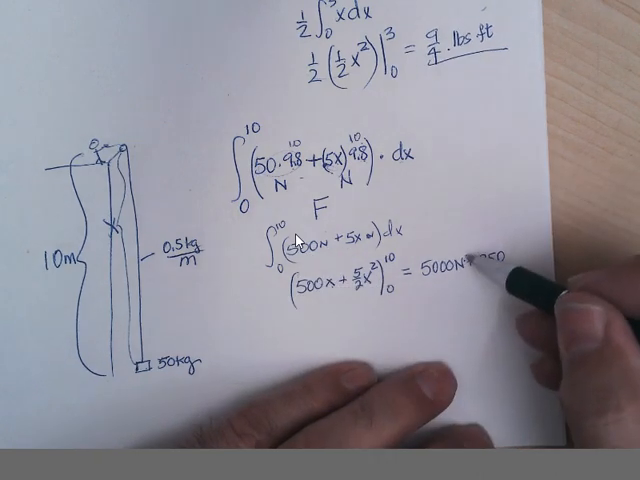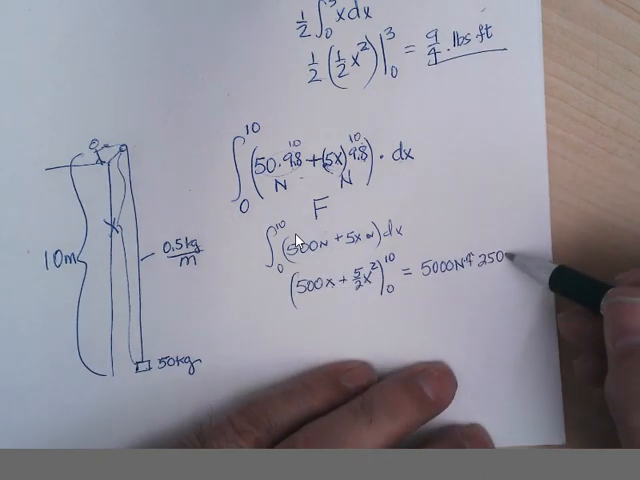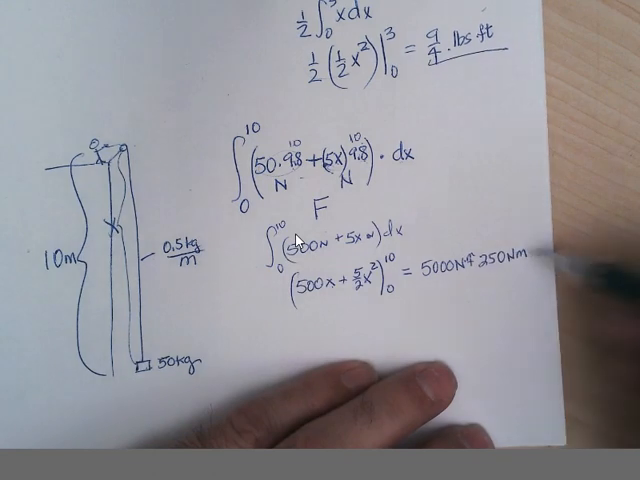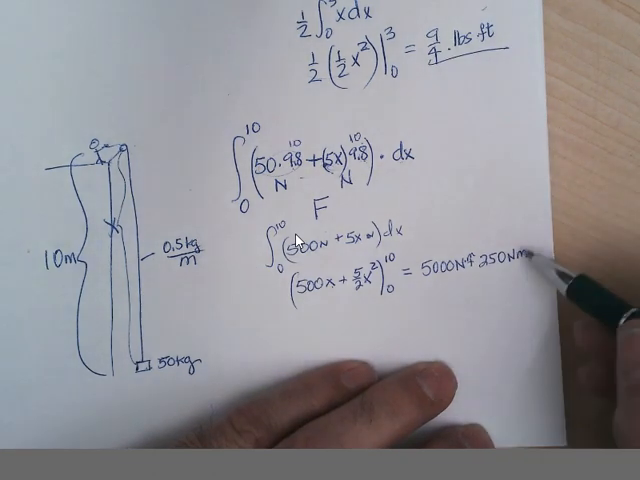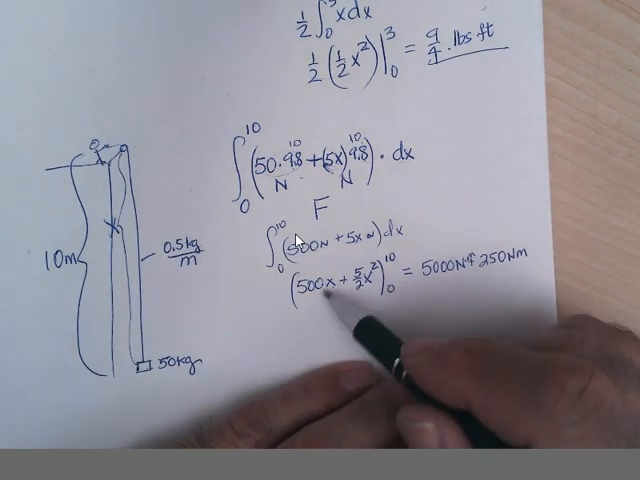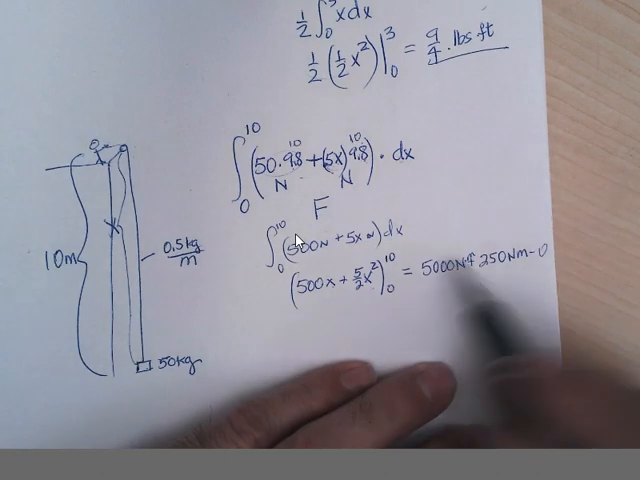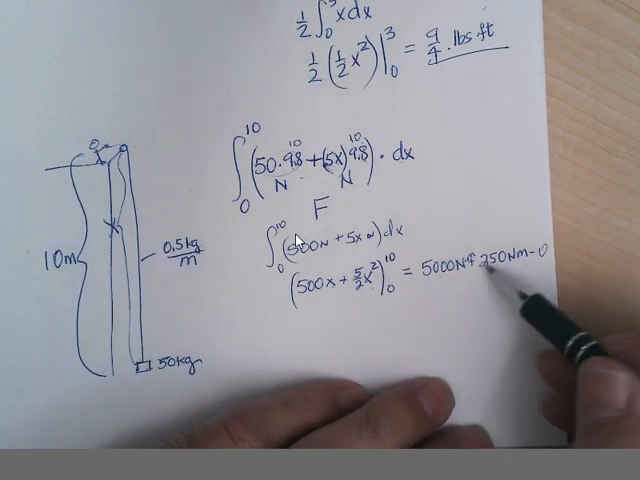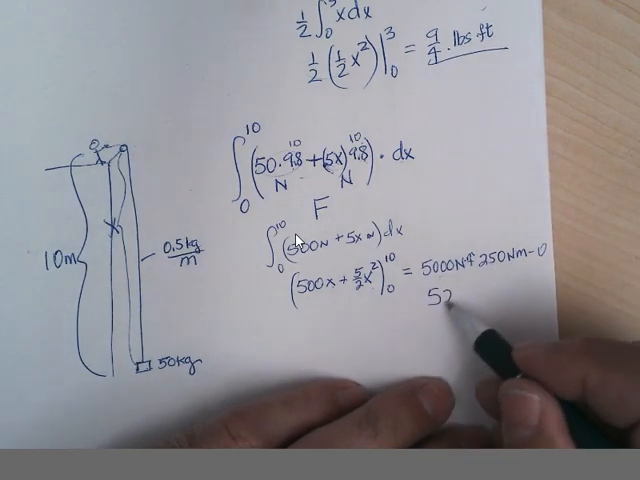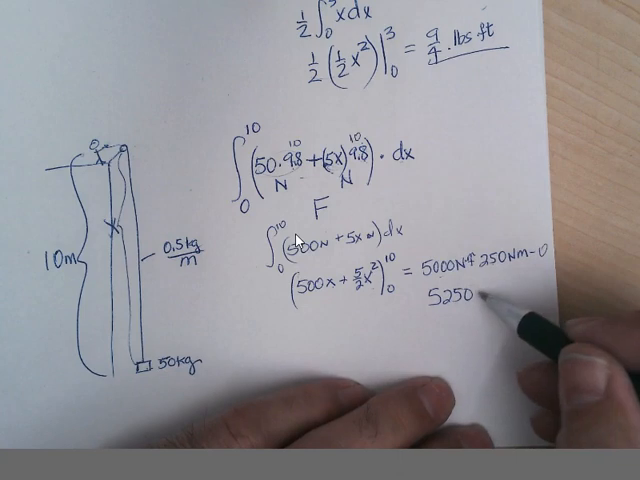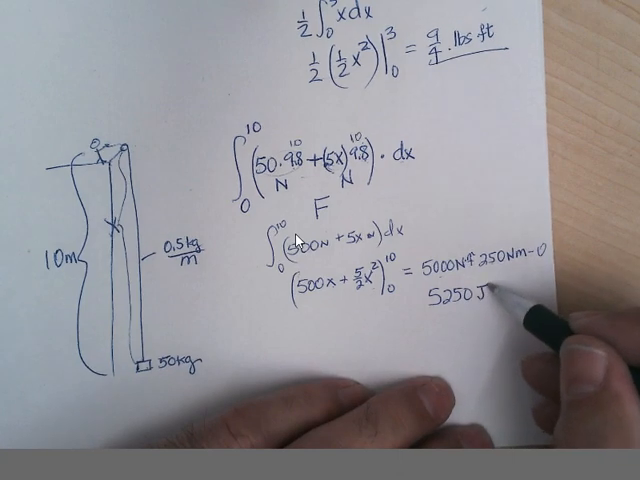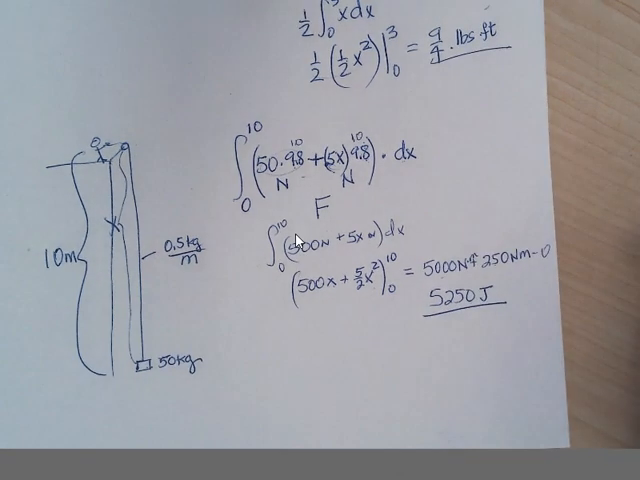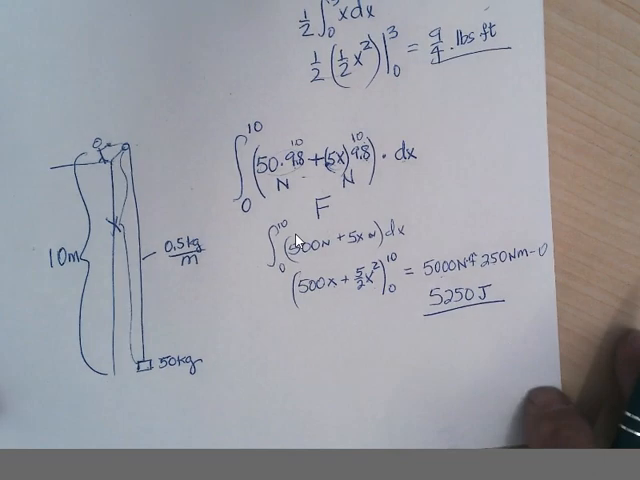So we got Newton meters, and 250 Newton meters, which is a joule, minus putting zeros in there, which is going to be minus 0. So we're going to get 5,250 Newton meters, which is a joule. That much energy. That much work is done.